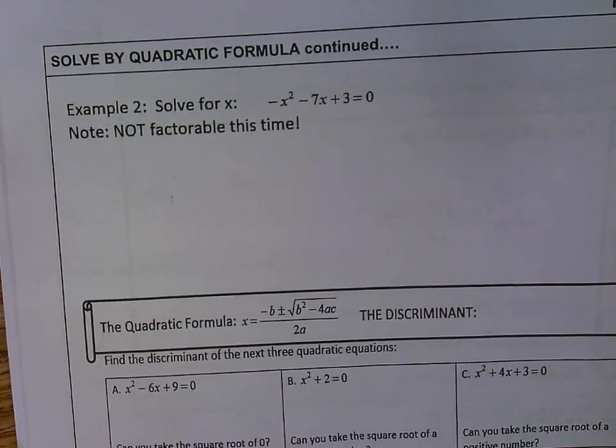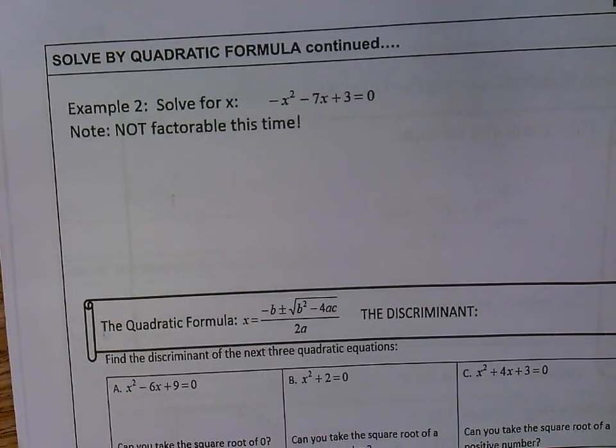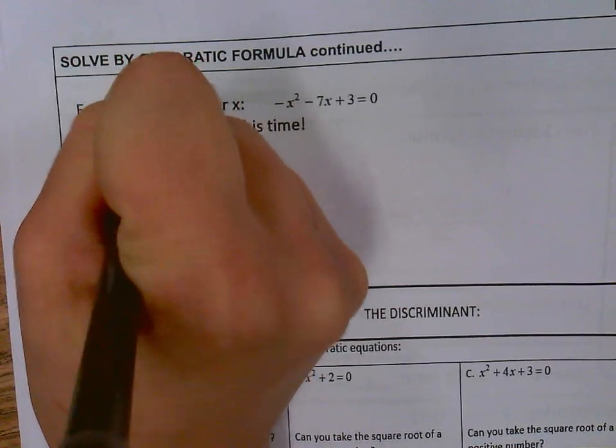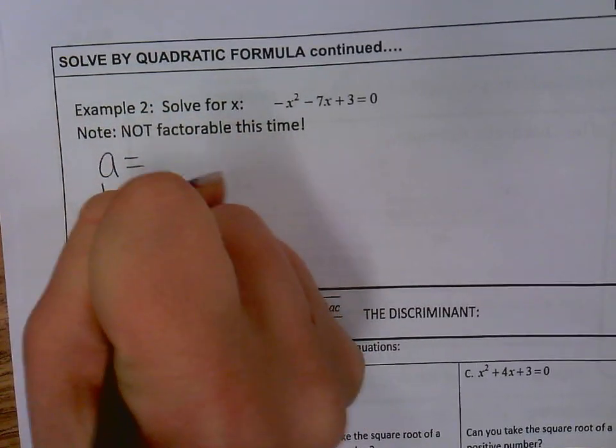Alrighty, so here's another one. Solve by quadratic formula. We really want to use it when it's not factorable, right? Are there any factors of -3 that add up to -7? No. So this is prime. So I need to use the quadratic formula to figure it out. So let's set up our A, B, and C values.